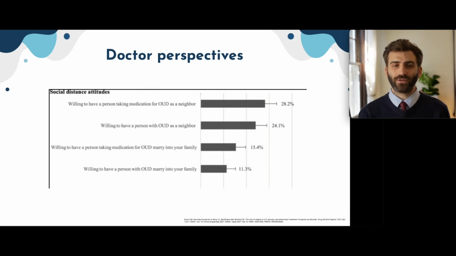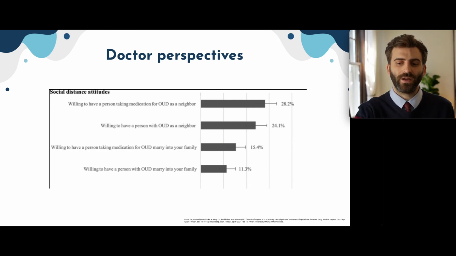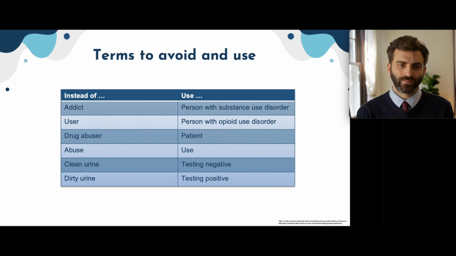When they were asked further questions, like if they were willing to have a neighbor with opioid use disorder or have someone marry into the family with opioid use disorder, their numbers went down quite a bit. So if they think opioid use disorder is a medical condition like diabetes, would they have answered that they don't want someone with diabetes moving in as their neighbor or someone with diabetes marrying into their family? So there may be some subconscious thoughts or some subconscious stigma against these patients.